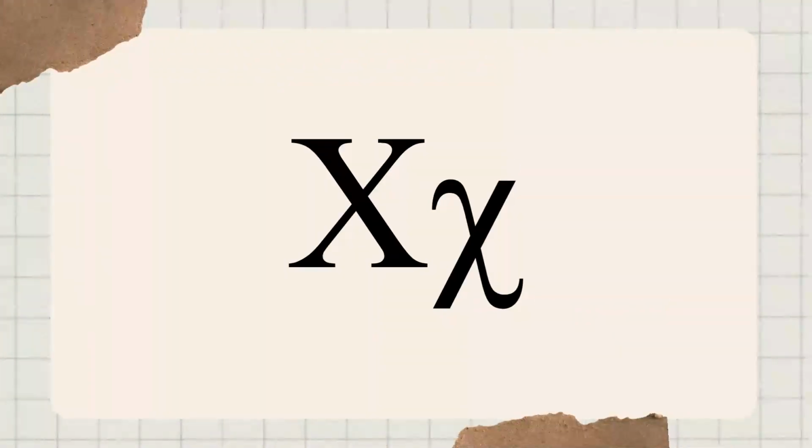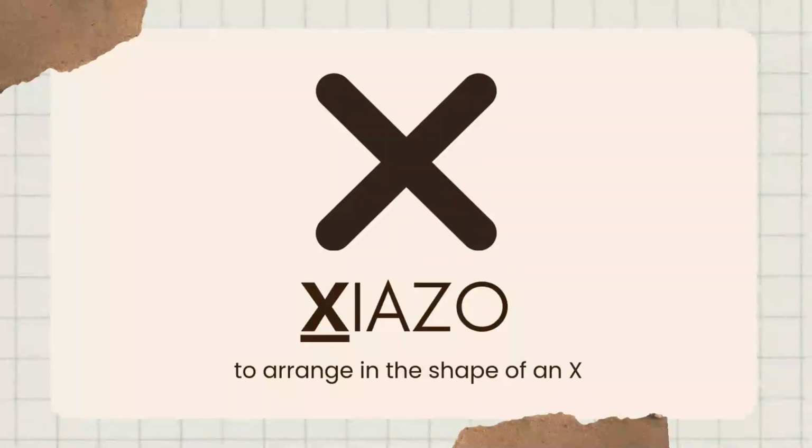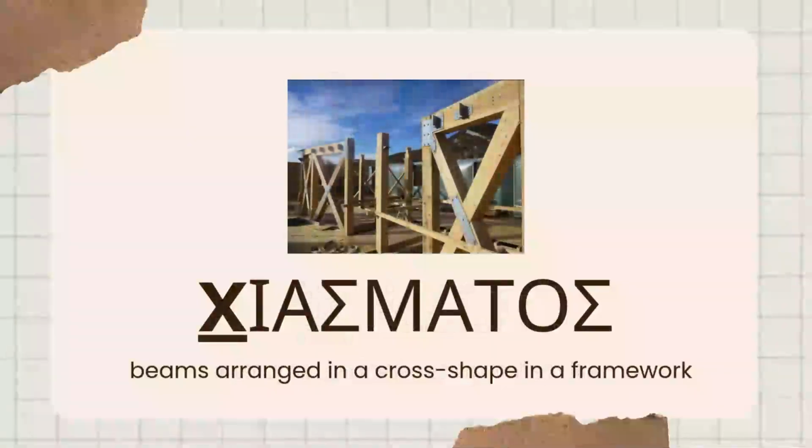The letter chi was invented by the Greeks, and it is interesting to note that it is the first letter of the word chiazo, which means to arrange in the shape of an X, that is, in a cross, though not in the sense of the cross of Christ's crucifixion. And indeed, the letter X has precisely the shape of a cross. So chiasmatos refer to beams arranged in a cross shape in a framework, further reinforcing the association between the letter and the idea of a cross form.